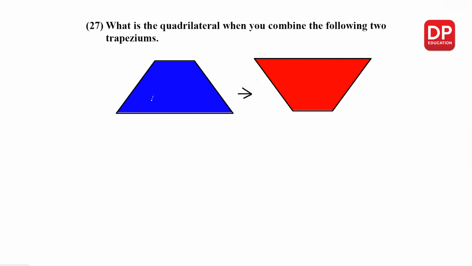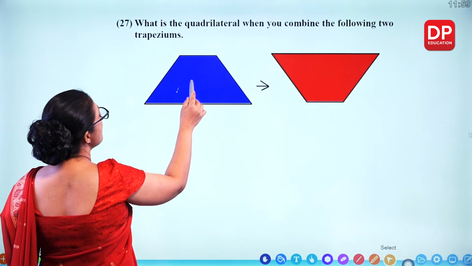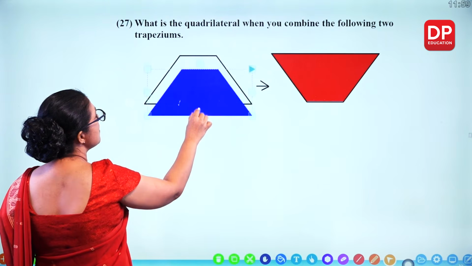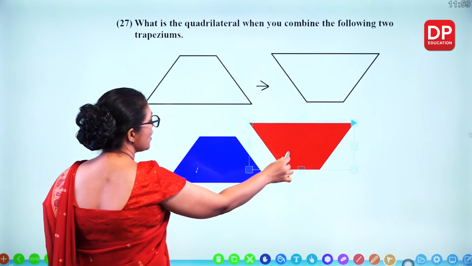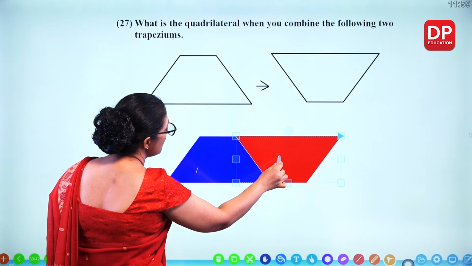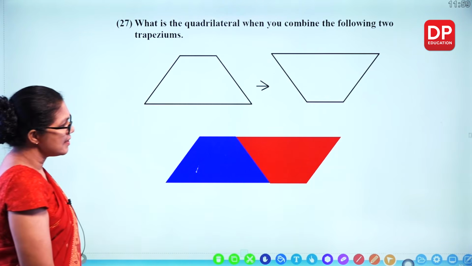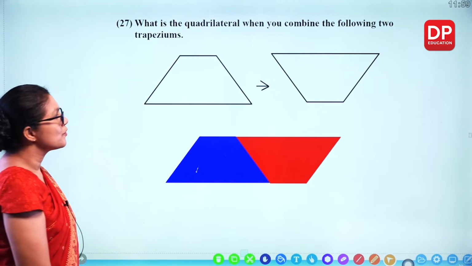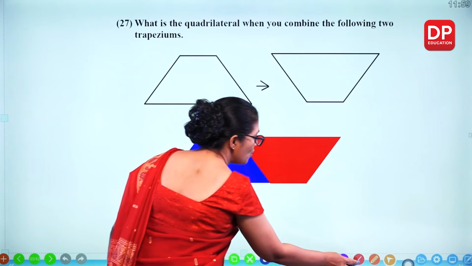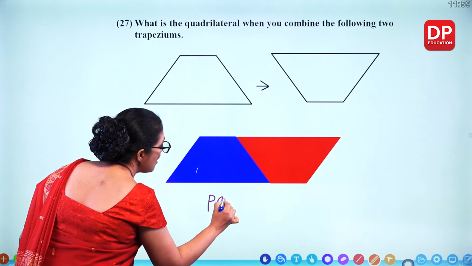What is the quadrilateral when you combine the following two trapeziums? So we'll try to do that. We'll try to combine this, and these are two trapeziums. So I want to take this one and this one and try to combine and make a figure. What's this shape? This is a parallelogram. So what's the shape we get when you connect two trapeziums? You get a parallelogram.